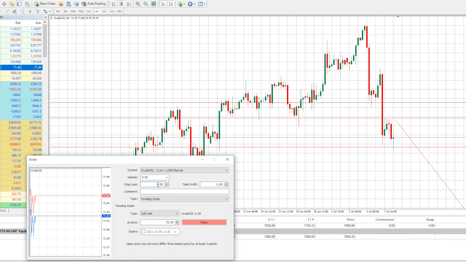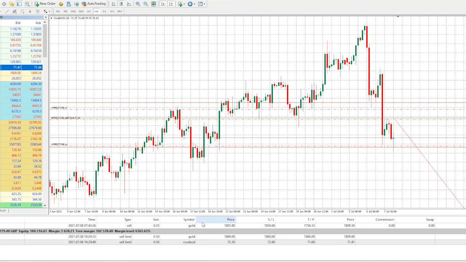Okay, so 72.8 for a stop loss. That gets you above that resistance. And your take profit could be back down at today's low at, let's say, 71. So if you get in at 72.3, you make $1.30 per barrel if it drops to today's low, and you're only risking 50 cents per barrel. So better than 2-to-1 risk to profit ratio. Okay, so there's the pending order.